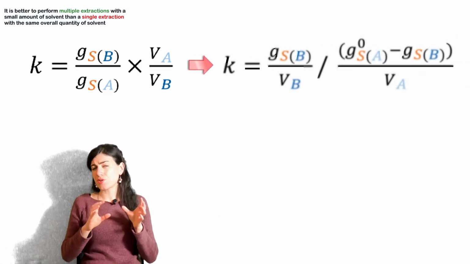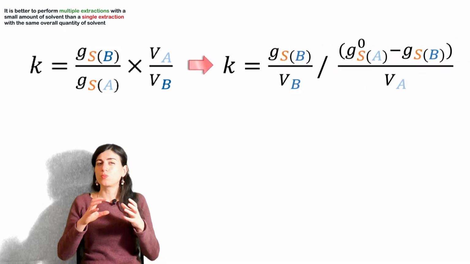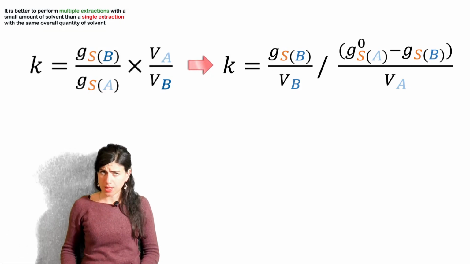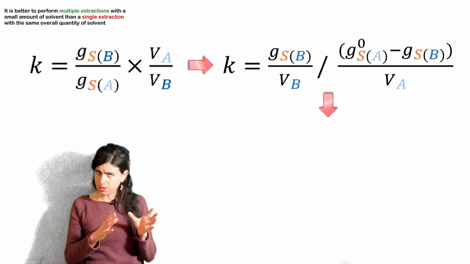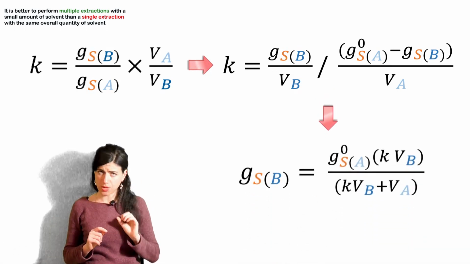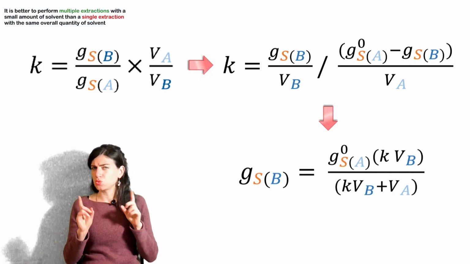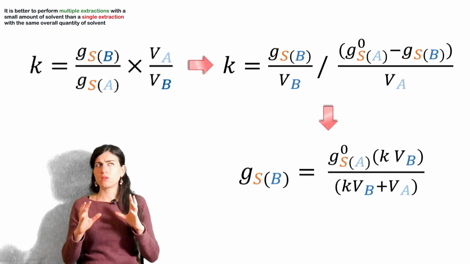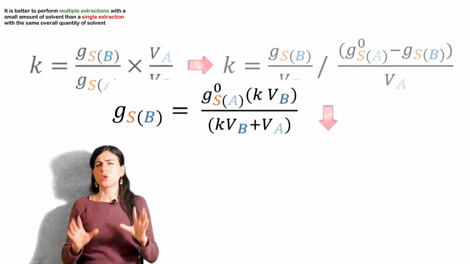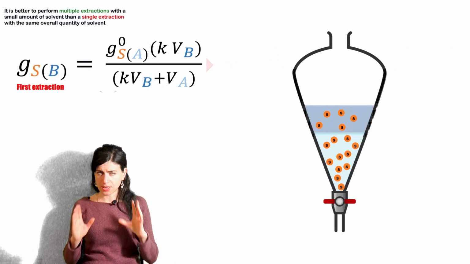Now, if we rearrange the equation in order to obtain the amount of substance S in the liquid B, we get this equation here. This equation is the equation after the first extraction. So now what happens to this equation if we do a second extraction? The equation will be modified. So let's imagine doing the second extraction.